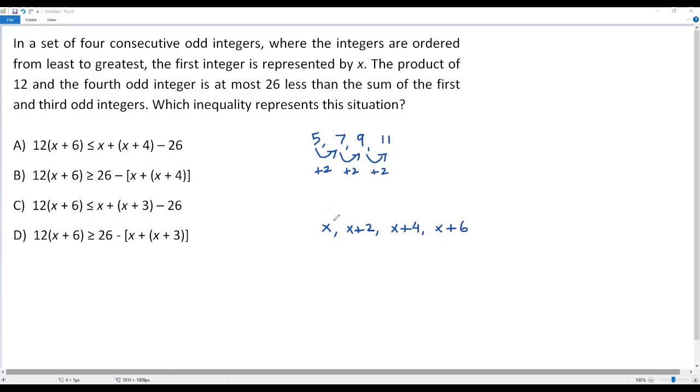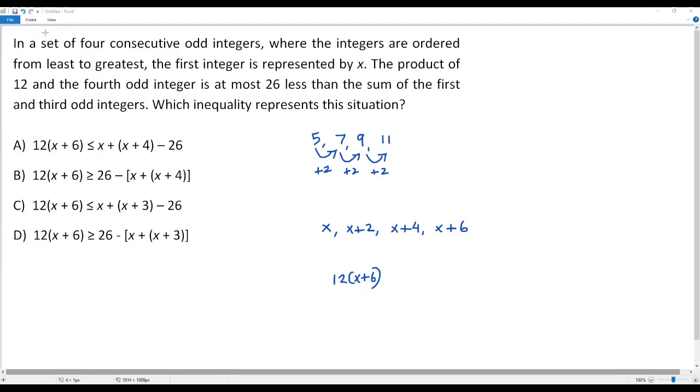So when x represents the first odd integer, these are the 4 consecutive odd integers ordered from least to greatest. Now let me consider this statement, the product of 12 and the fourth odd integer. We have to multiply 12 and the fourth odd integer, that is x + 6. So 12 times (x + 6). This expression represents the statement we have over here, the product of 12 and the fourth odd integer.